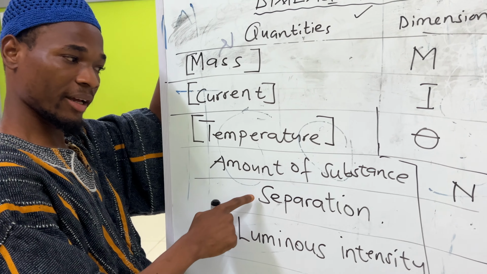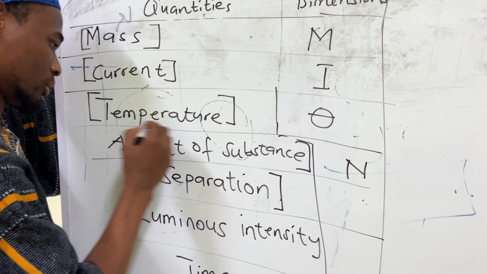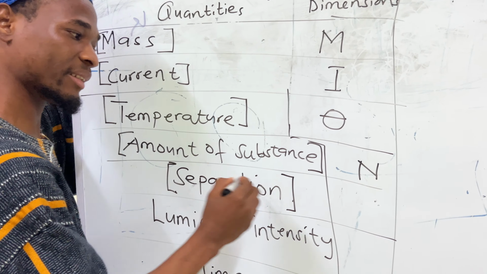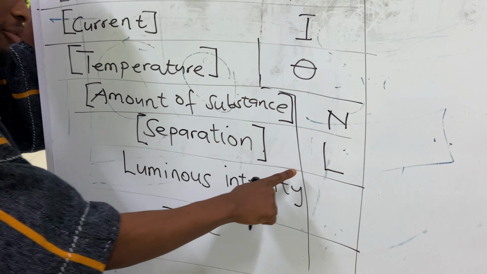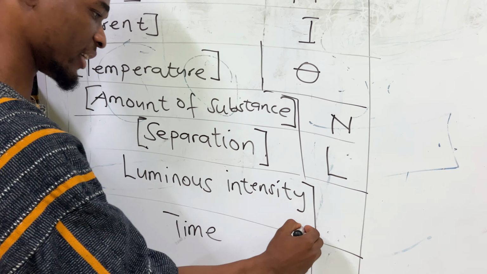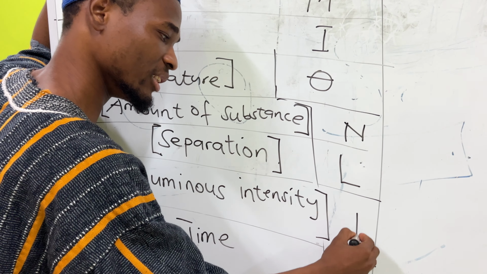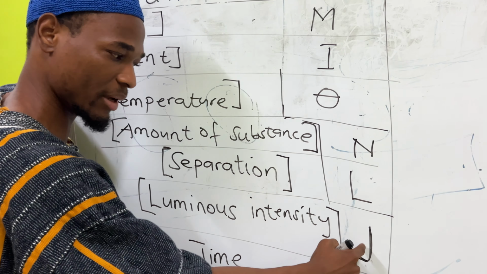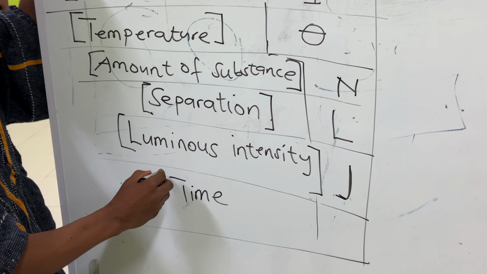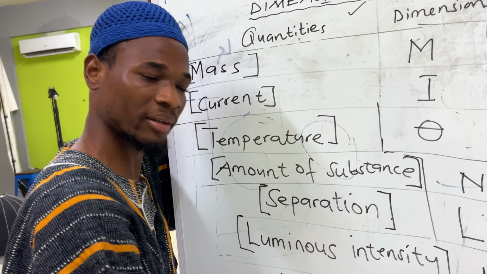The dimension for separation is capital L, and the dimension for luminous intensity is J. It's not like J, but it looks like J this way. This is the dimension of luminous intensity. Then lastly, we have the time. The dimension for time is capital T.